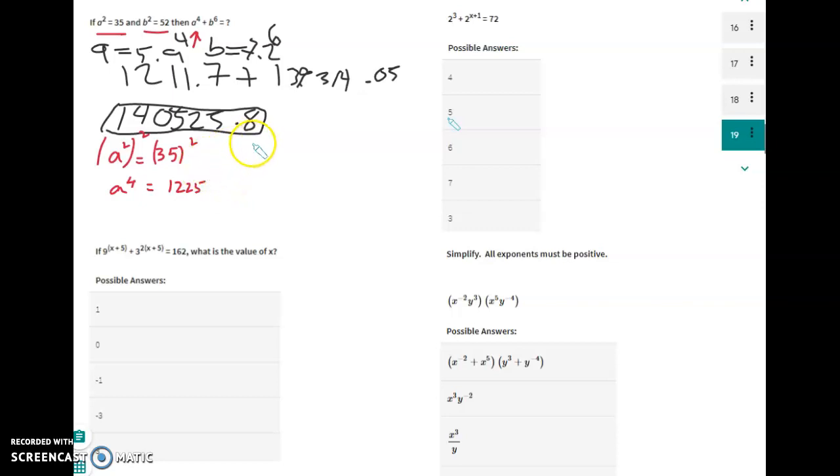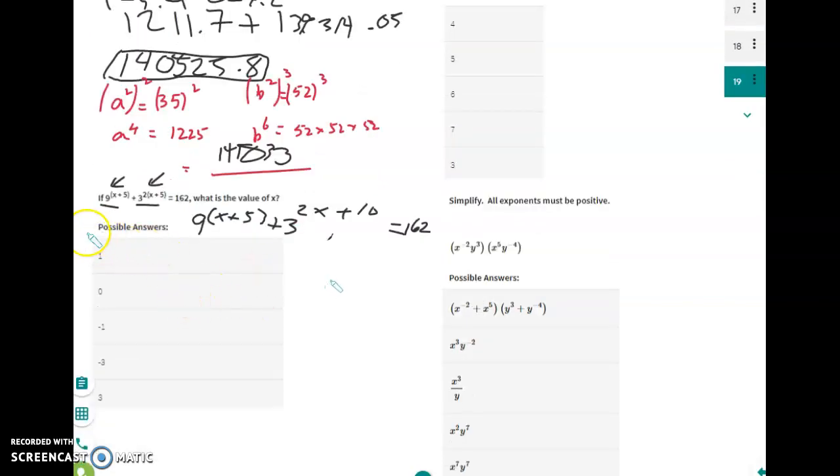Same way, b to the second exponent is 52, and it's also asking for the 6th exponent. How can I get a 6th exponent? I need to cube it, so I can get b to the 6th. Now you can use the calculator to multiply. And then you just add them, and you get the final answer. So 14, 18, 3. Yeah, so that's the question.